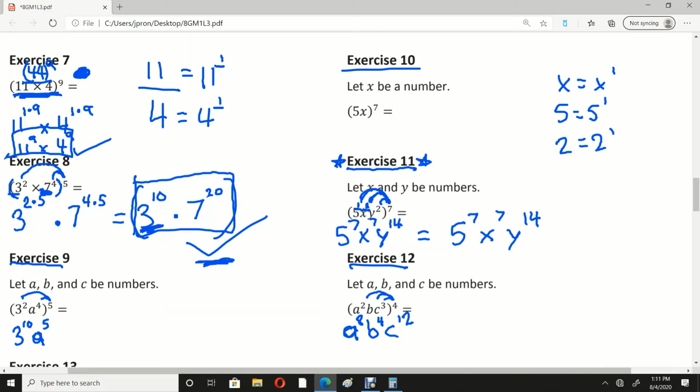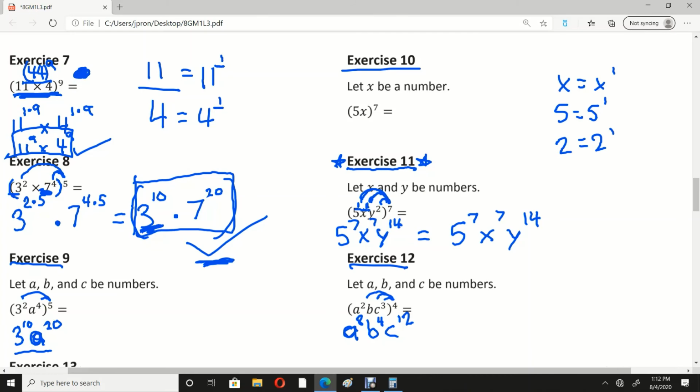And this is what you should have come up with. So for exercise 9, you should have multiplied 5 times 2 to get you 3 to the 10th power, and 5 times 4 to get you a to the 5 times 4, which is 20. I don't know where I got that number. But so 3 to the 10th, 5 times 2, 3 to the 10th power, and 5 times 4, a to the 20th power. I know my a's look like 9s. I'm trying my best. Please forgive me.